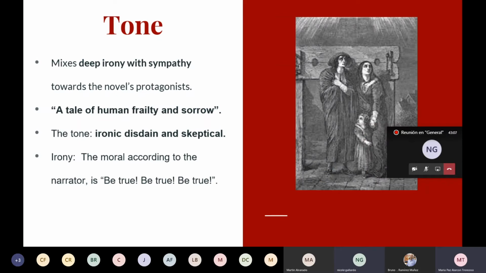Well, the tone of The Scarlet Letter mixes deep irony with sympathy towards the novel's protagonists. The narrator refers to their story as a tale of human frailty and sorrow, implying both that their unhappy ending is the inevitable result of human nature and that the story should be read with pity.